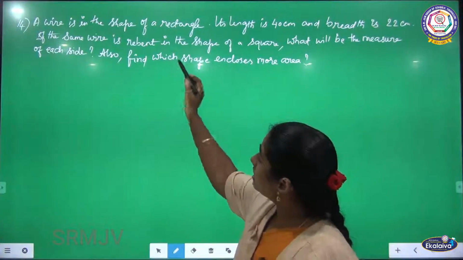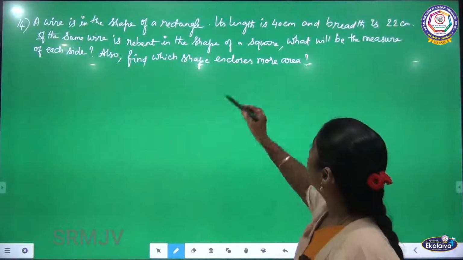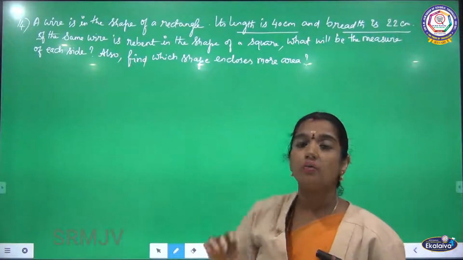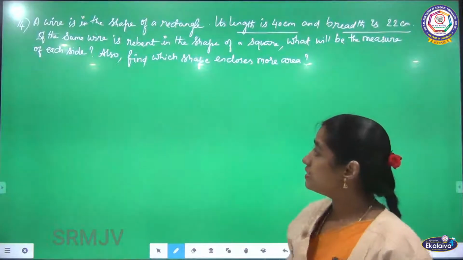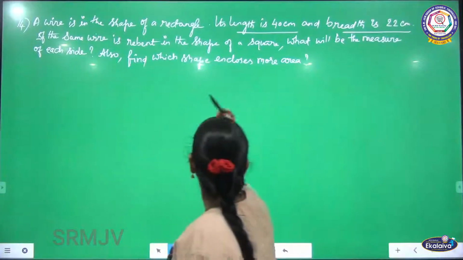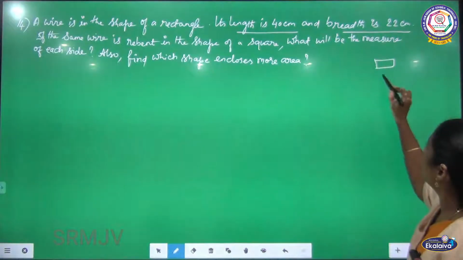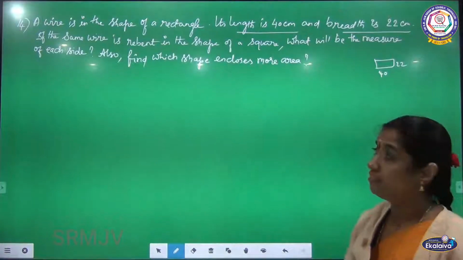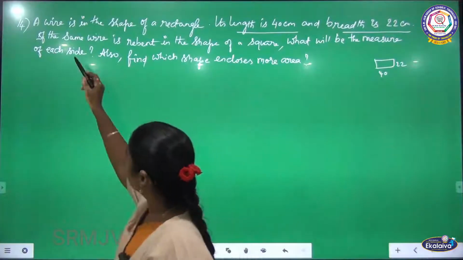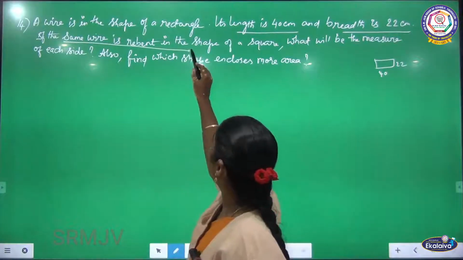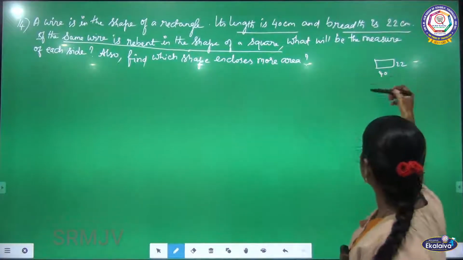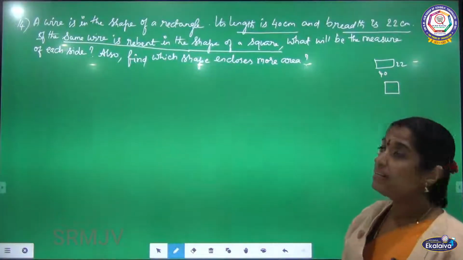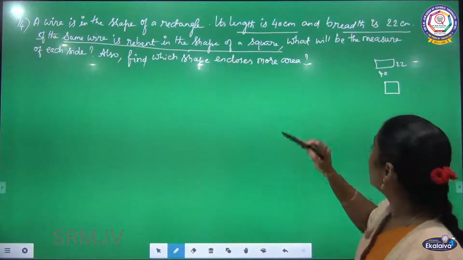See, a wire is in the shape of a rectangle. Its length is 40 centimeter and the breadth is 22 centimeter. They are given the rectangle length as well as the breadth. What is the next step they are saying? If the same wire is rebent in the shape of a square, the rectangle again they are rebending into what? Square. Got it? So, what will be the measure of each side?